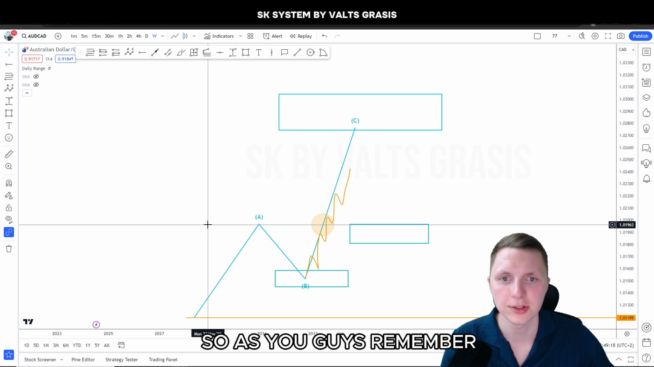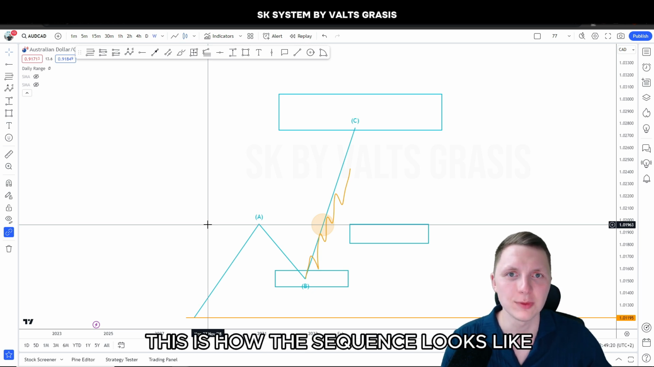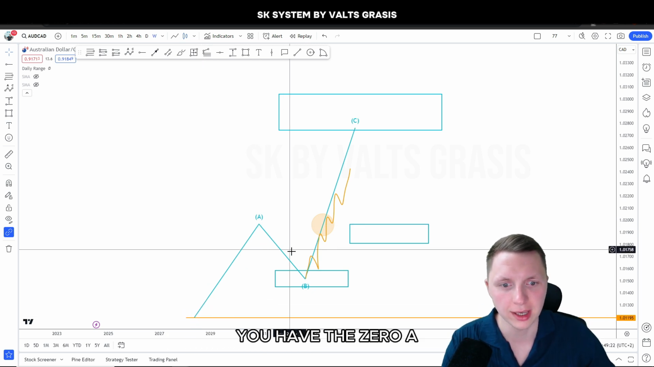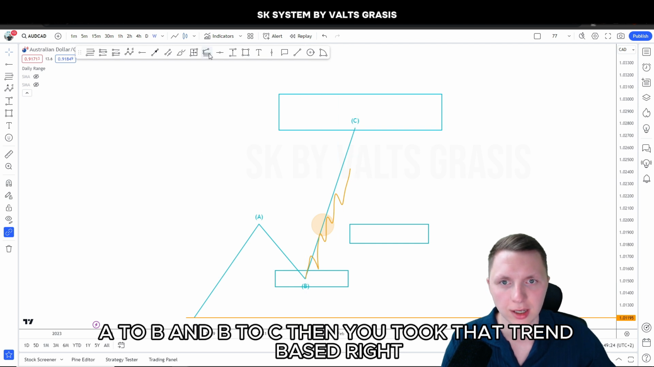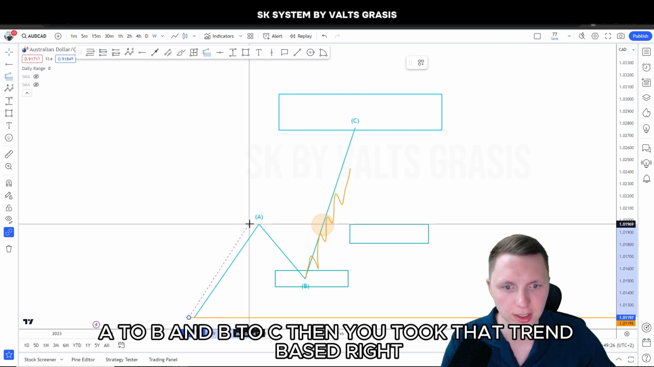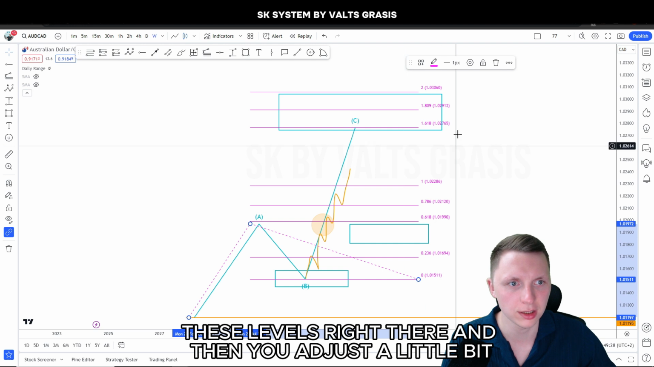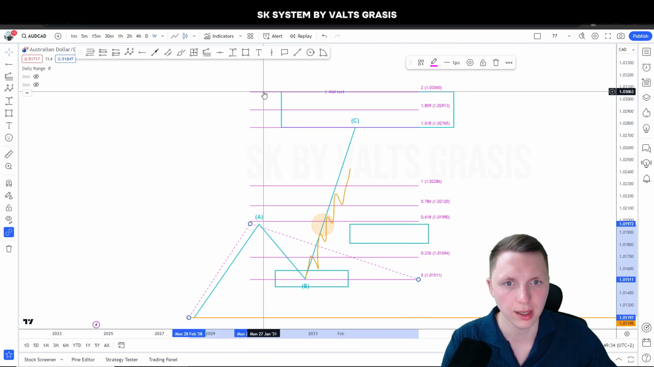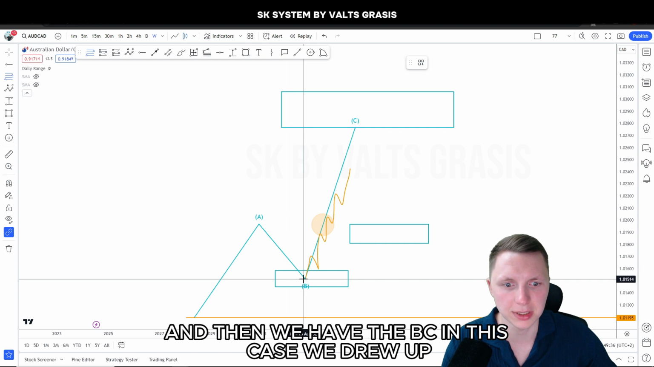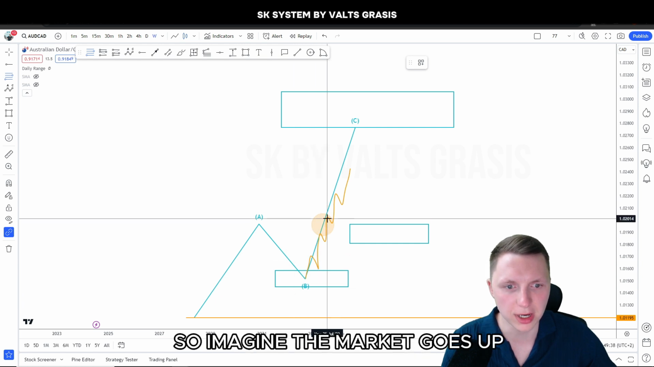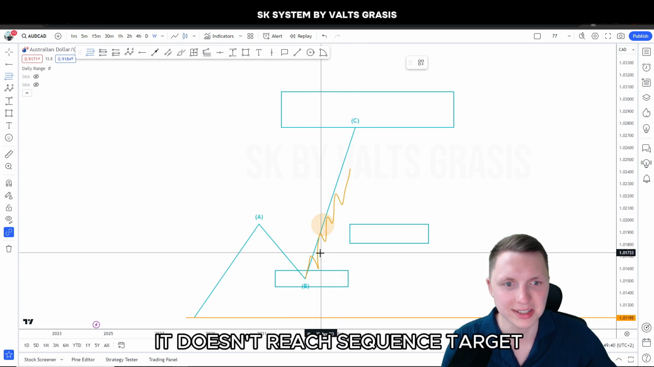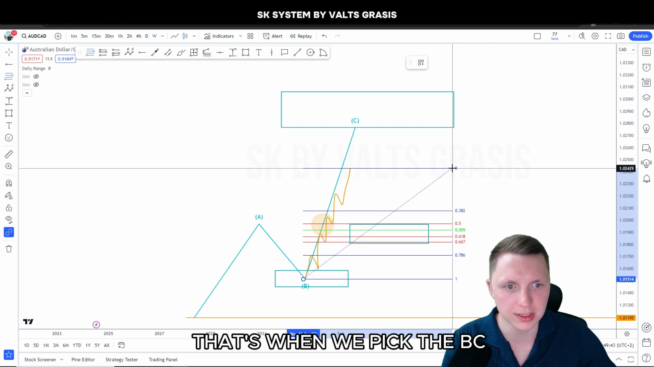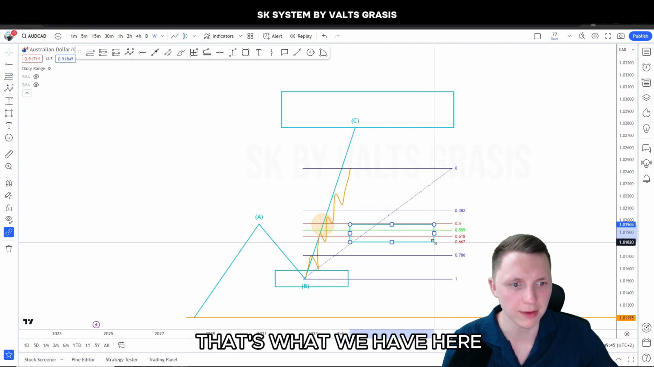So as you guys remember, this is how the sequence looks like. You have the 0A, A to B, and B to C. Then you took the trend based, right? You put these levels right there, and then you adjust a little bit. There we go. And then we have the BC. In this case, we drew it up. So imagine the market goes up, right? It doesn't reach the sequence target. That's when we pick the BC. That's what we have here.